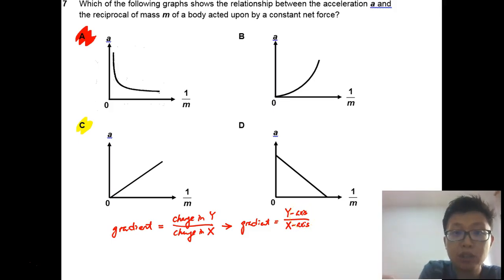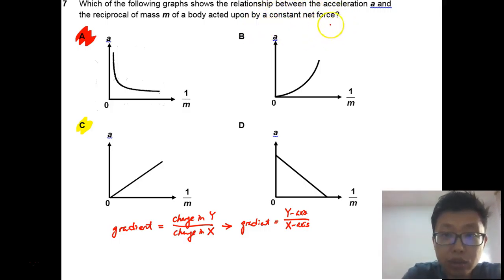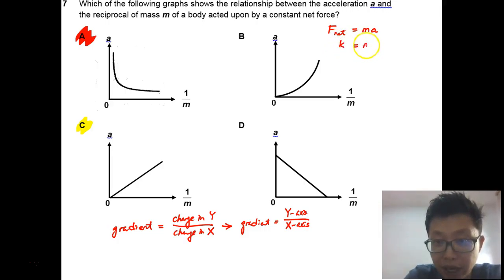In this case, you were told that this mass of body is being acted upon by a constant net force. And you know that your net force is equal to m times a. Now they are telling you that this F net is given by a constant value. Let's call this value k. If you know that this value is constant, that means we can play around with these equations.